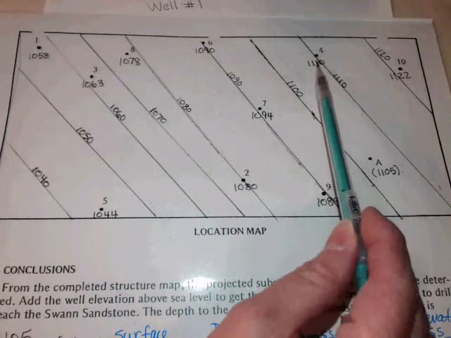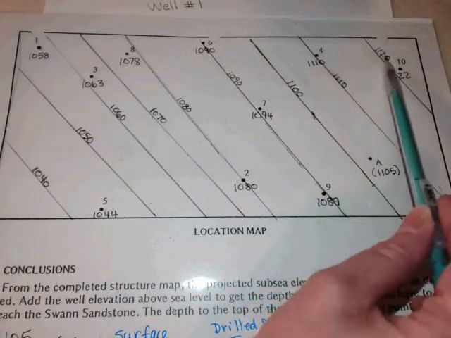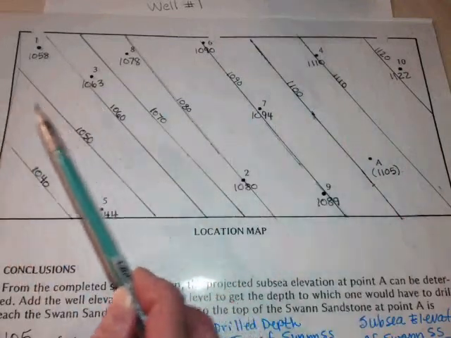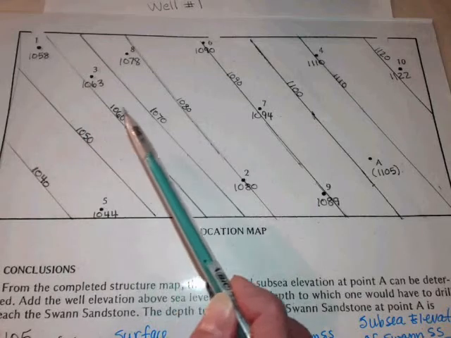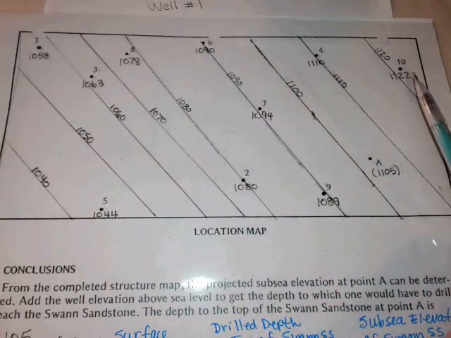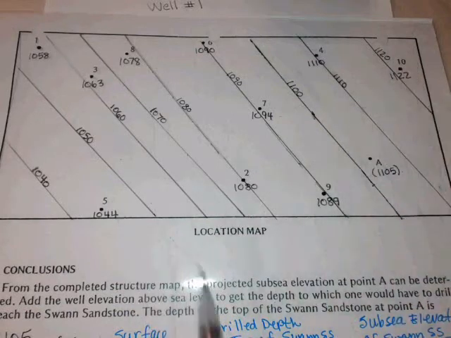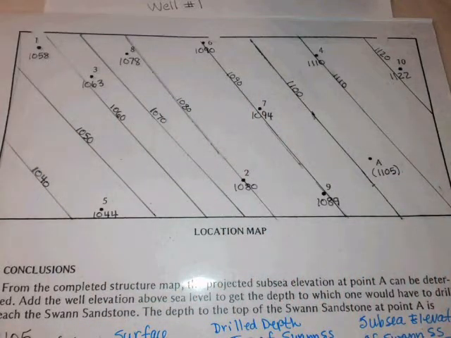Okay, and I've got a 1110 there and a 1120 here. So you're noticing that the lower values are over on the left side of your map, and the values get higher over to the right side of your map. So you can get a feel for the layout of the subsea elevations of our map just by examining those values across the map.